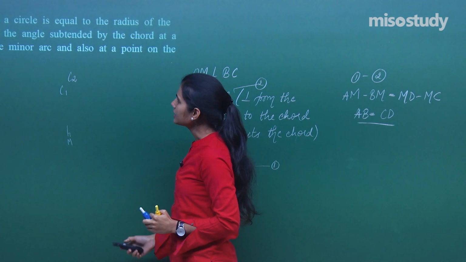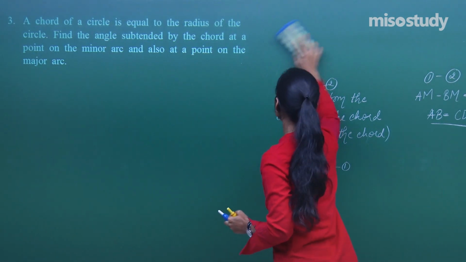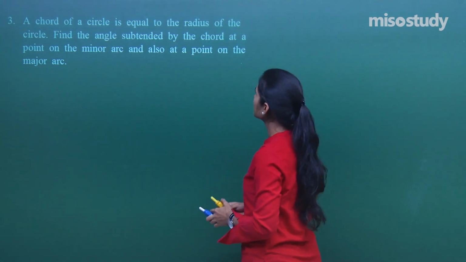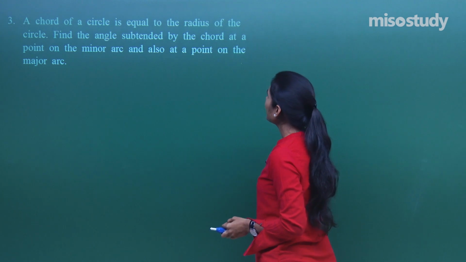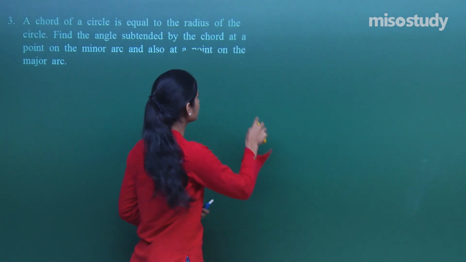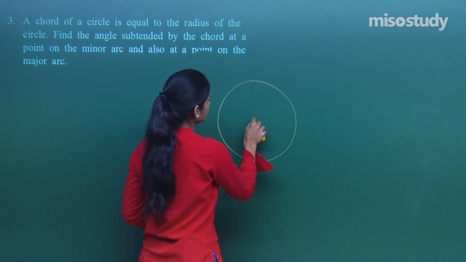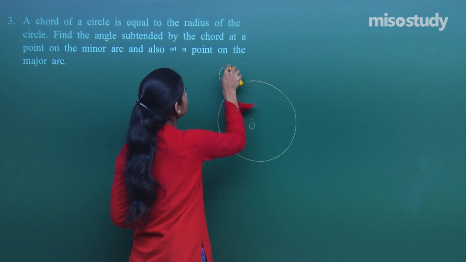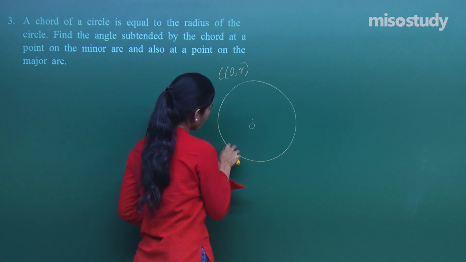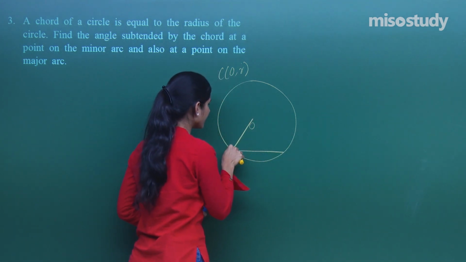Next question says that a chord of a circle is equal to the radius of the circle. So there is a chord whose length is exactly equal to the radius of the circle. Find the angle subtended by that chord at the point on the minor arc and also on the major arc. So say this is the circle, this is the center, circle with center O, radius R, and there is a chord whose length is equal to the radius.